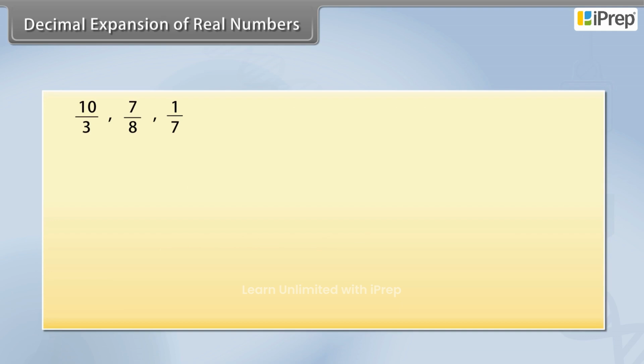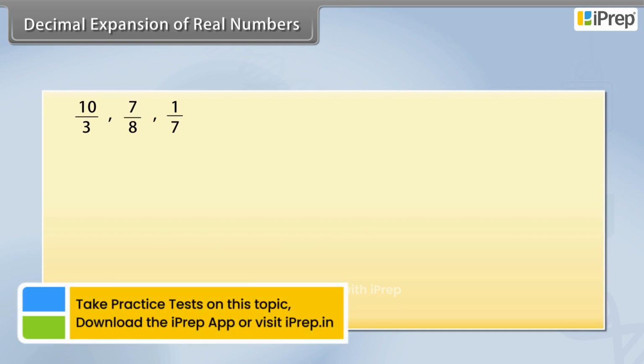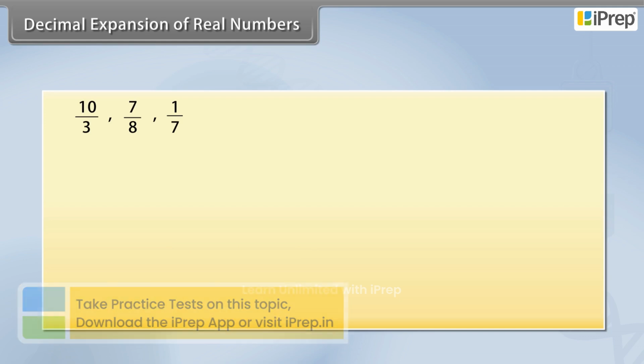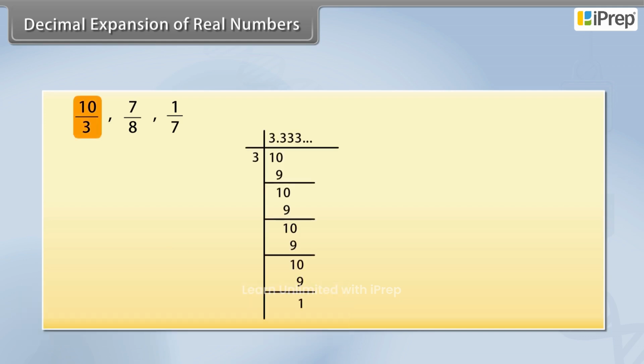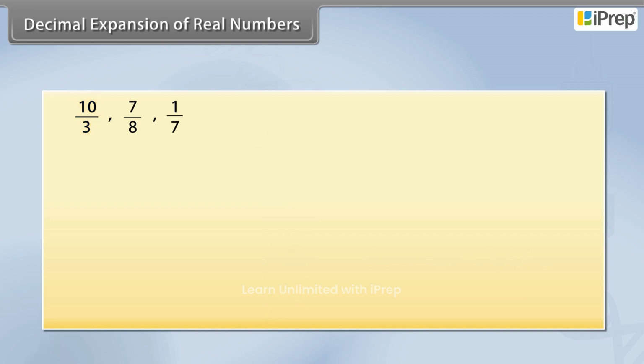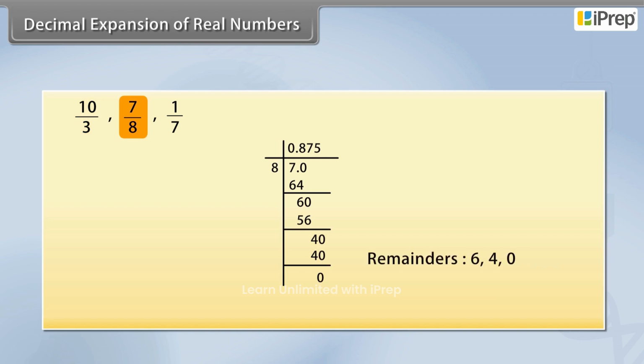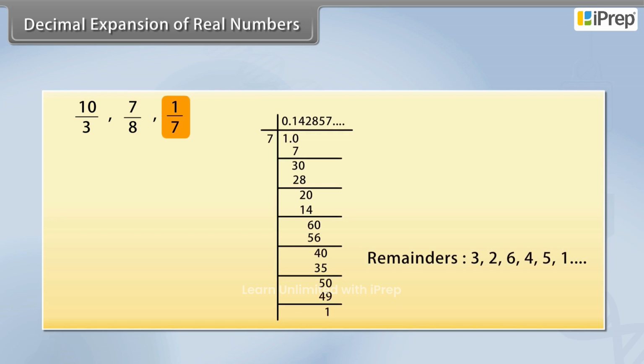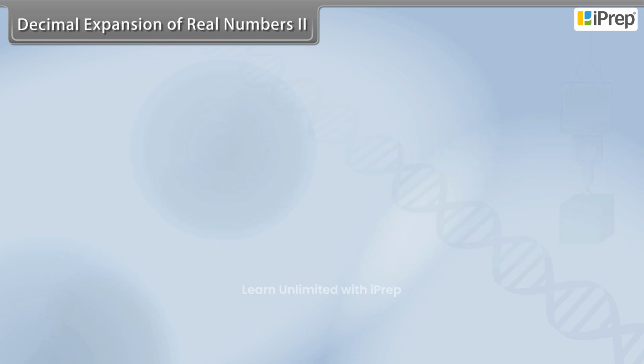We will find the decimal expansion of these three numbers. Here we can see that on decimal expansion of 10 by 3, we get remainders 1, 1, 1, 1, 1. Similarly, the decimal expansion of 7 by 8 gives remainders 6, 4, 0. And the remainders of 1 by 7 are 3, 2, 6, 4, 5, 1.